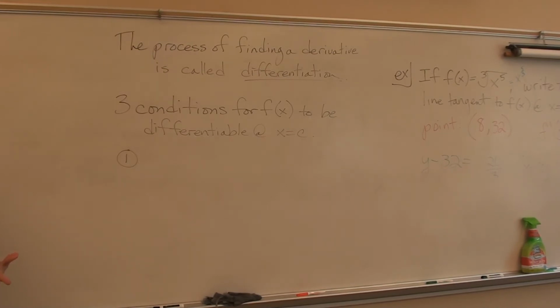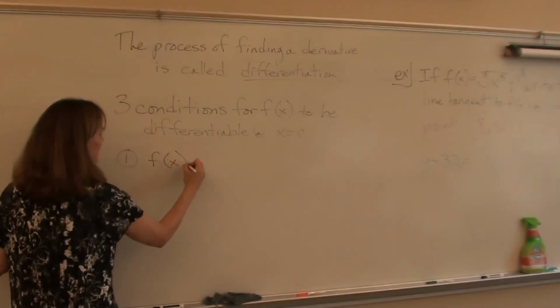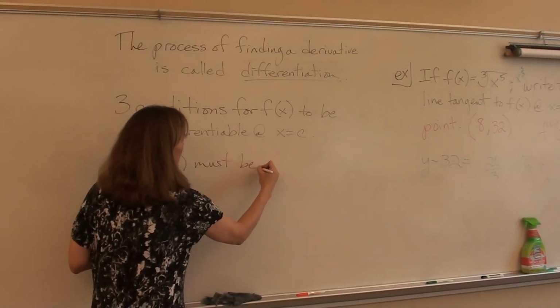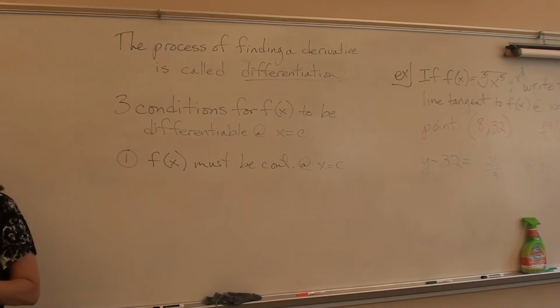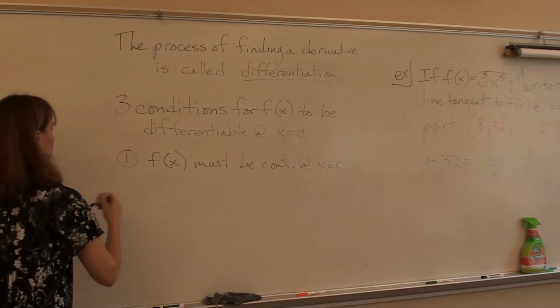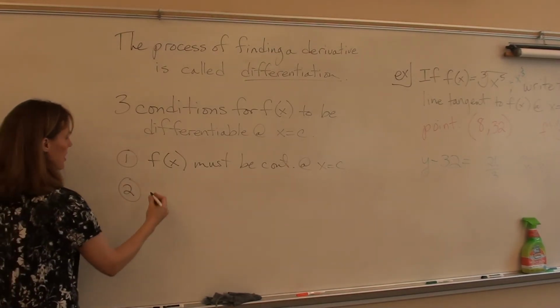Condition number 1, I don't know if you guys remember, but you had 3 conditions for a limit to exist. The first condition for a function to be continuous was that the limit had to exist, right? Then you had 3 conditions for continuity. Now we want to know the 3 conditions for differentiability. The first condition is that f of x must be continuous at that point. The function has to be continuous for the derivative to exist. Each one kind of uses the last.